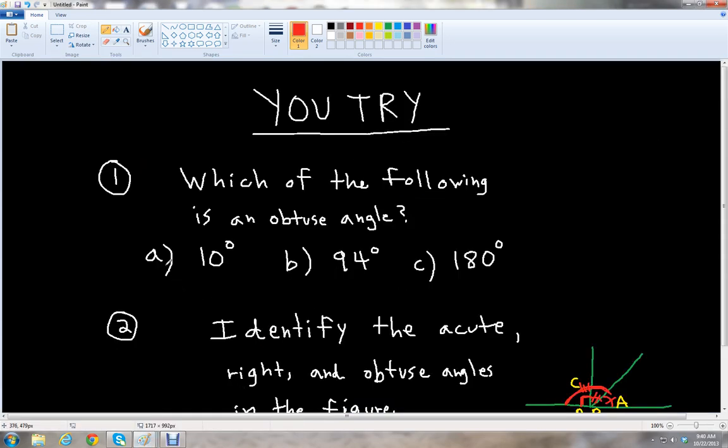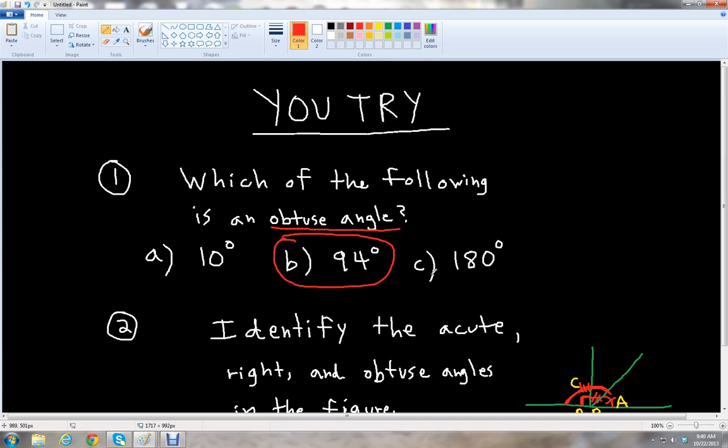So we know it can't be A, that's 10 degrees. That's actually an acute angle because it's less than 90 degrees. B, 94 degrees, is actually between 90 and 180. It's greater than 90, less than 180. So we can see that this would be our answer, B, 94 degrees. So this would be our obtuse angle.